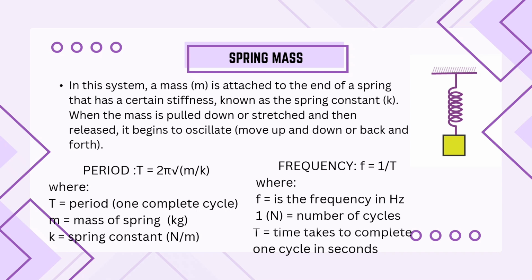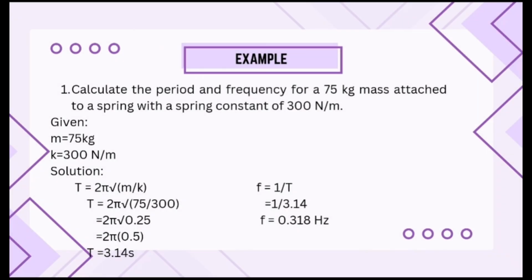Formula for the period of a spring mass. T is equal to 2 pi square root of m over k, where T is the period or one complete cycle, m is the mass in kg, and k is the spring constant in N/m. The formula for frequency is f is equal to 1 over T, where f is the frequency in hertz, 1 is the number of cycles, and T is the time it takes to complete one cycle in seconds.